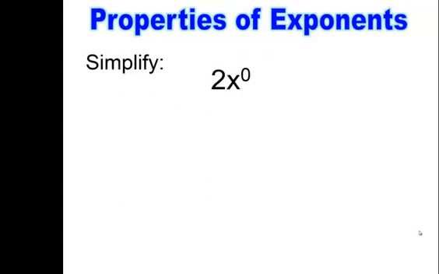Pause and try. I hope you got that the answer is 2, because x to the 0 power equals 1, and 2 times 1 ends up being 2. Pause and try. Now here, because the parentheses is wrapped around the whole quantity and it's raised to the 0 power on the outside, the whole thing simply equals 1.